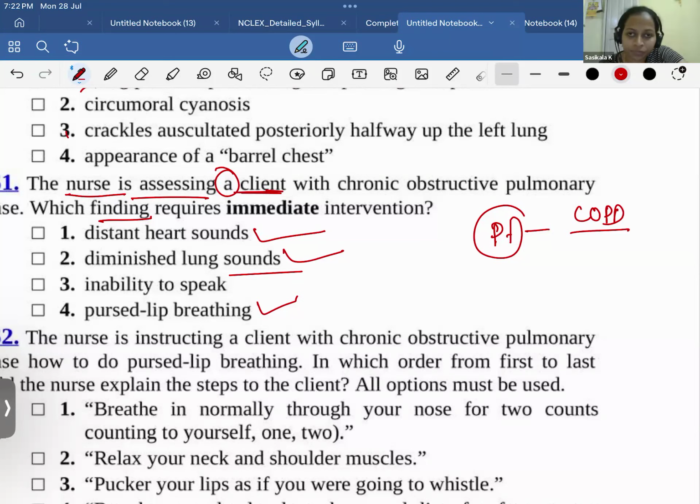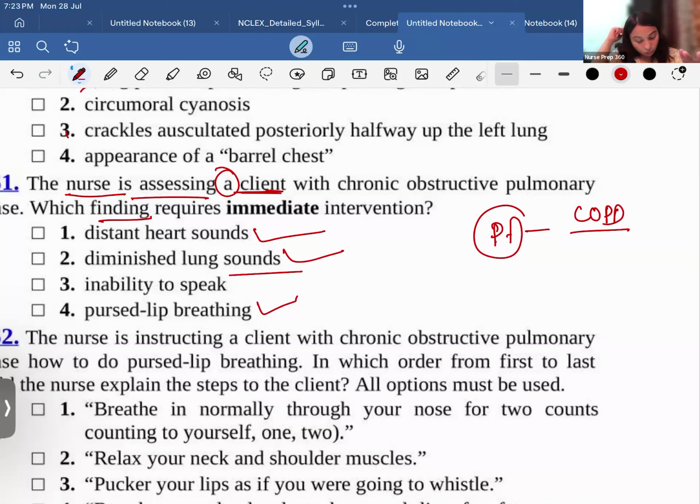This is the priority. Didn't I teach you about status asthmaticus? I told you very, very clearly. I mentioned that sign: inability to speak means there is a complete blockage of the airway, and the patient is then... Right. Then why are you not thinking that way? Okay, now did you understand? Yes, ma'am. Diminished lung sound, ma'am.